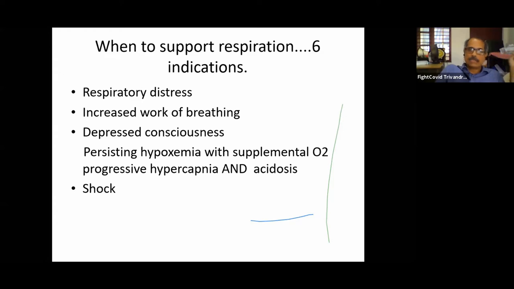And similarly, if the patient has a depressed level of consciousness, or if the patient has persistent hypoxemia even after supplementing with high FiO2, or if the patient has progressive hypercapnia and respiratory acidosis, carbon dioxide going up and pH coming down, or the patient is developing shock, with BP coming down. All these conditions warrant the immediate need for mechanical ventilation.